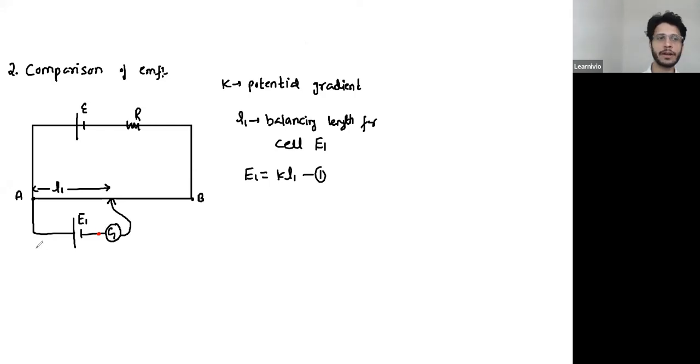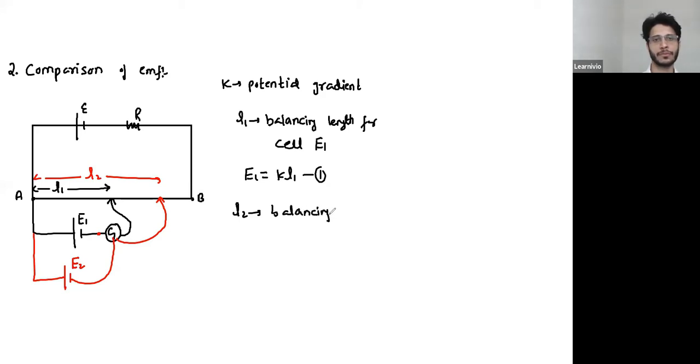The next thing you can do is detach this E1 from the galvanometer, take another cell of EMF E2, connect this E2 to the galvanometer, and the balancing length is L2 now. This L2 is the balancing length for cell E2. So E2 is KL2.